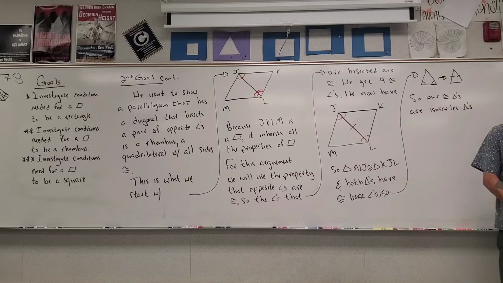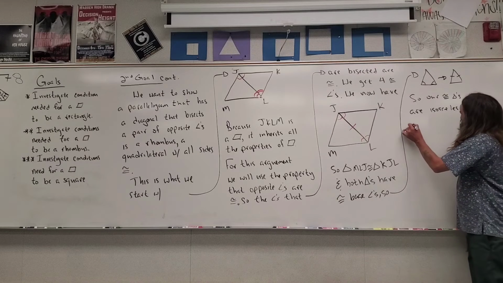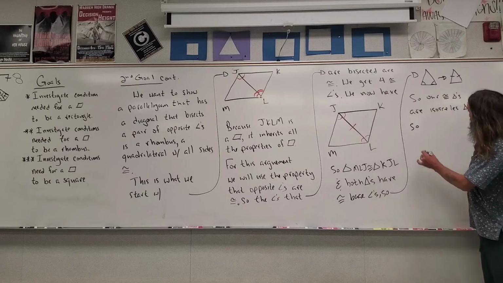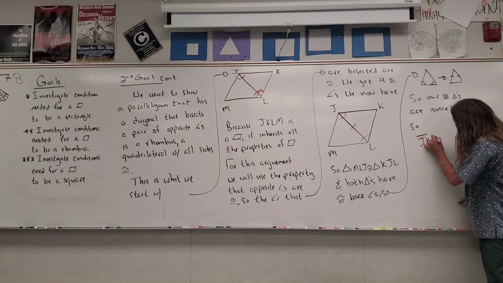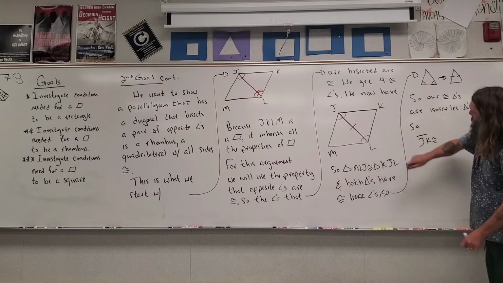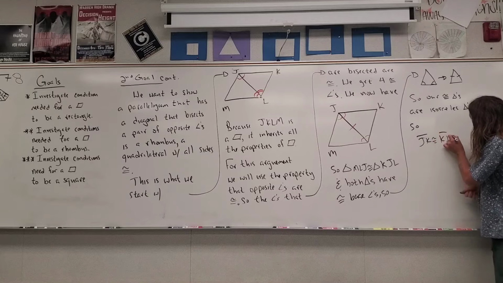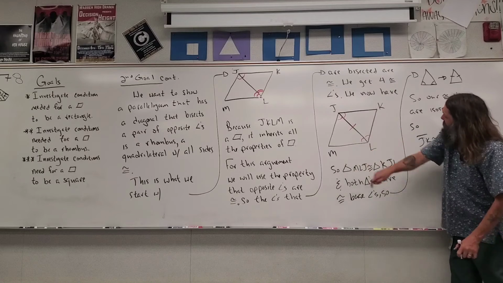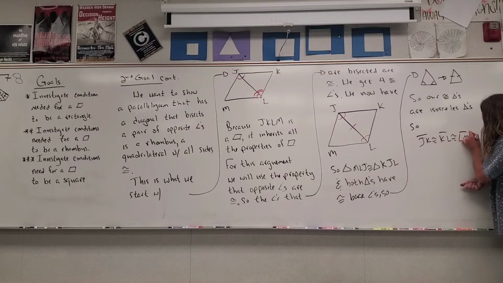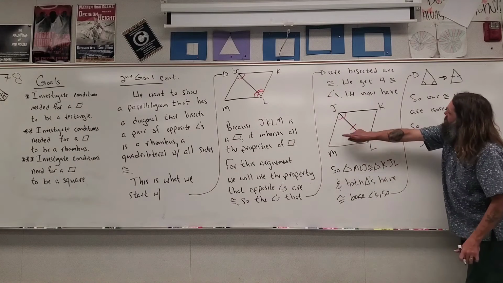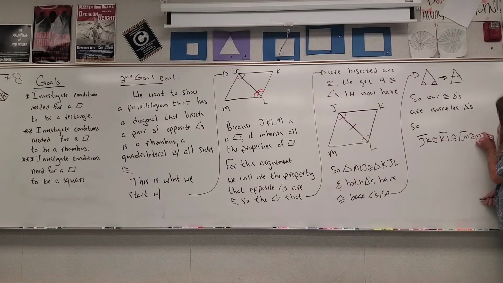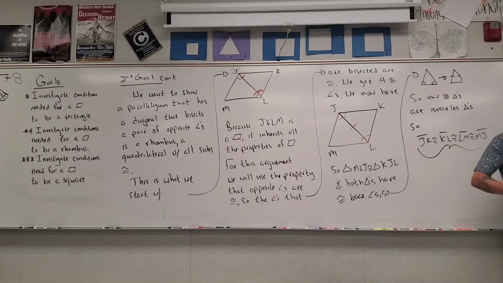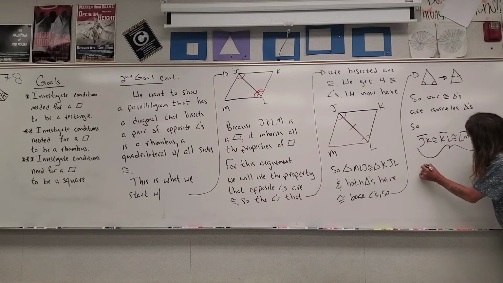And so what that forces is side JK is congruent to side KL. And since we have congruent triangles, that means that LM is congruent to MJ. And this shows, or this completes our argument that we have a rhombus.